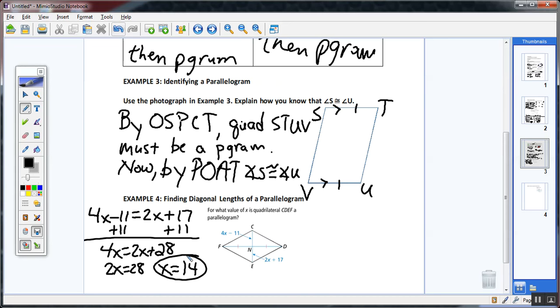Okay, again, guys, is this really any different than what we did in the last section? No. It's saying what would this have to be in order to make this a parallelogram? You're still applying kind of the same things here.